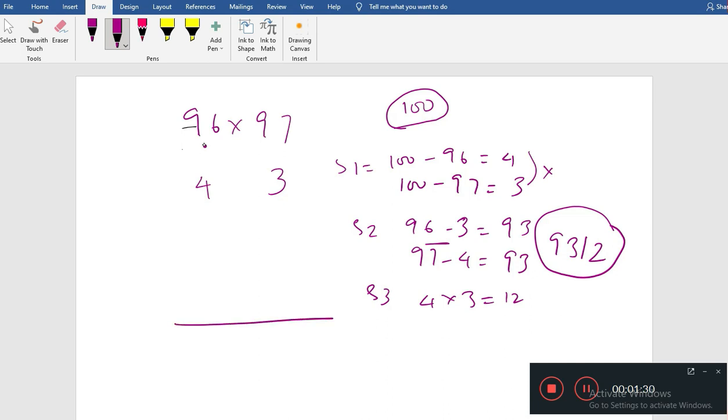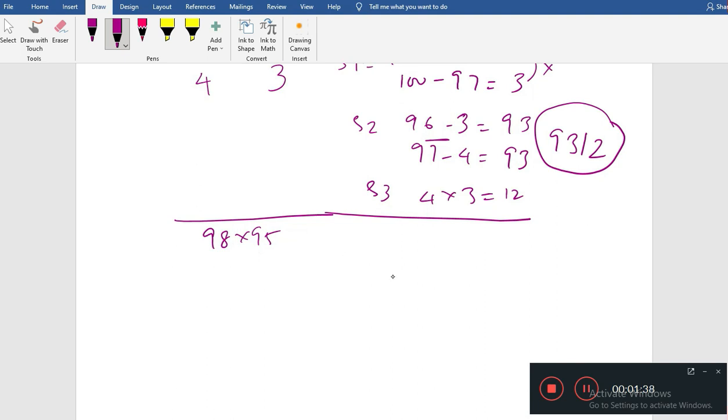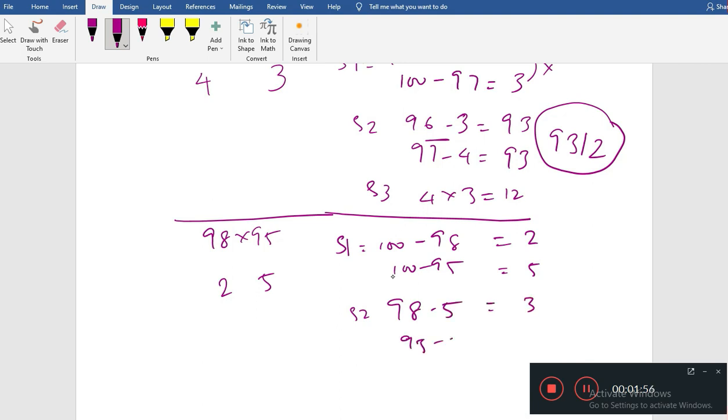The next multiplication we are going to see is 98 into 95. The same steps. Step 1: we take the reference number 100. So 100 minus 98 is 2, and 100 minus 95 is 5. So we write 2 and 5. Step 2: 98 minus 5 is 93, and 95 minus 2 is equal to 93.